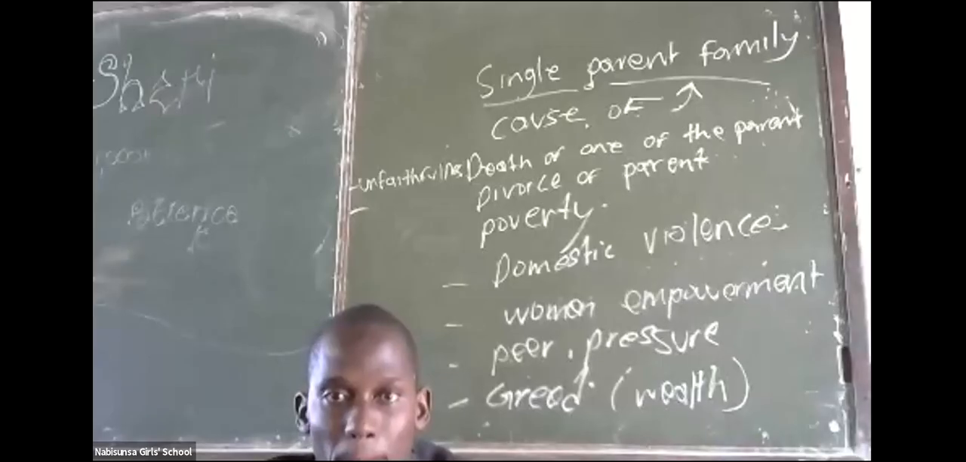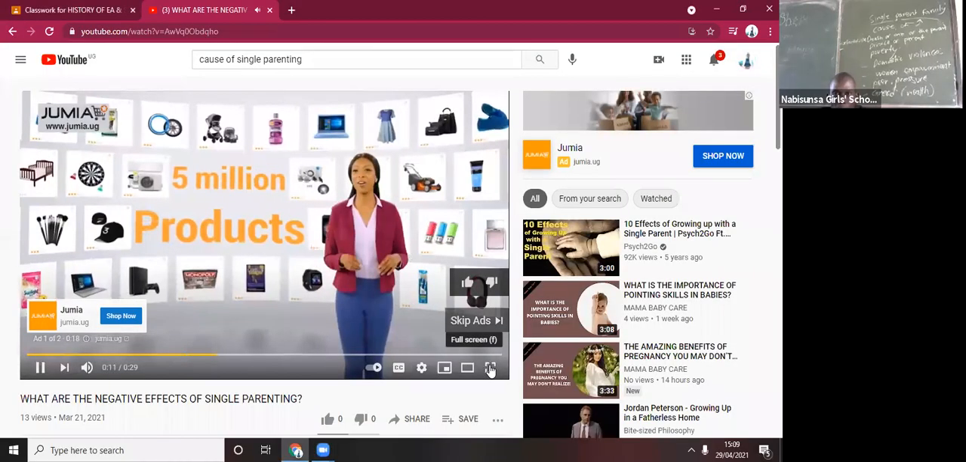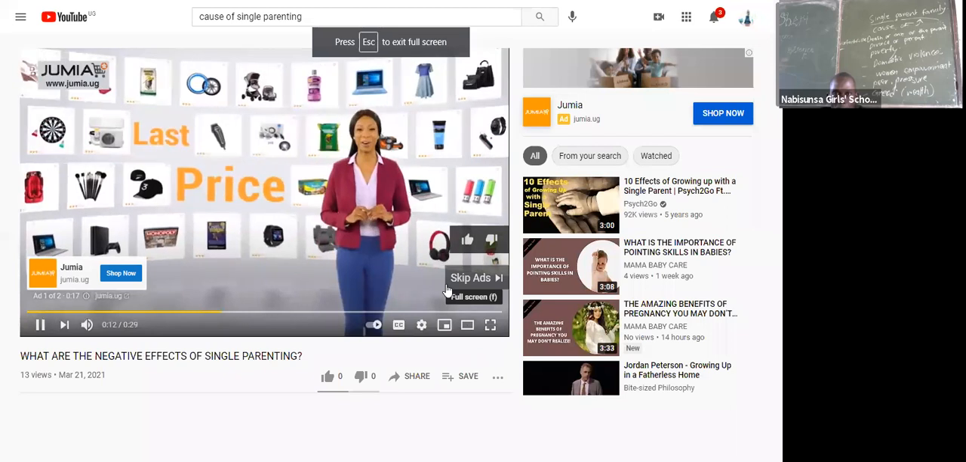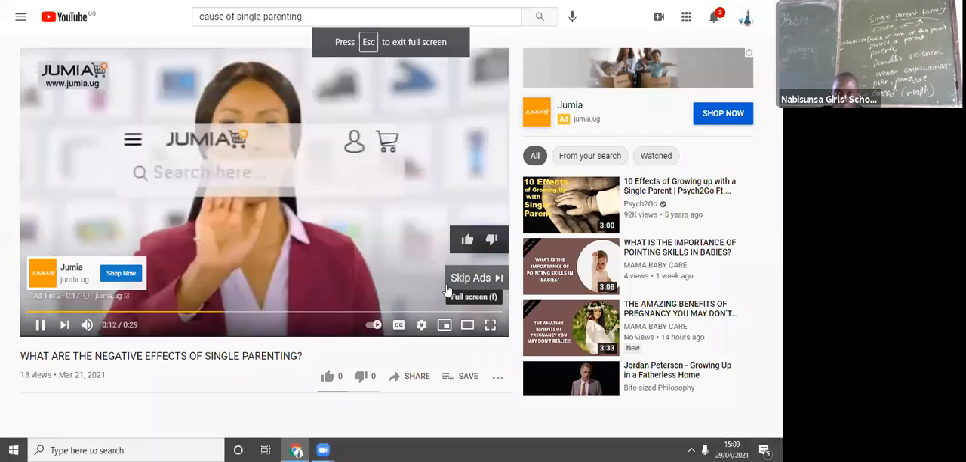We spend so much time going from store to store searching for quality products at the lowest price. But I've got the solution for you. Go to the Jumia app and choose from over 5 million products already available at the lowest price. Search for your products, add it to your cart.